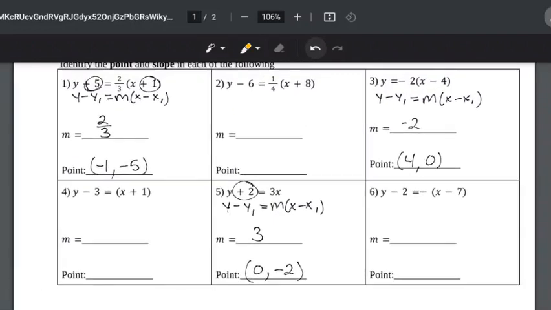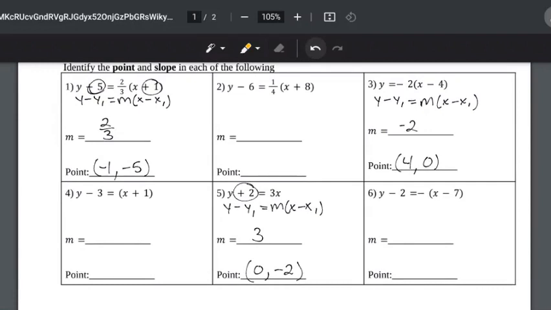Okay. Take a couple seconds here, or a couple minutes, for you all to try 2, 4, and 6. Come on back and see what you got. See you in a few. All right. Welcome back. Let's take a look.